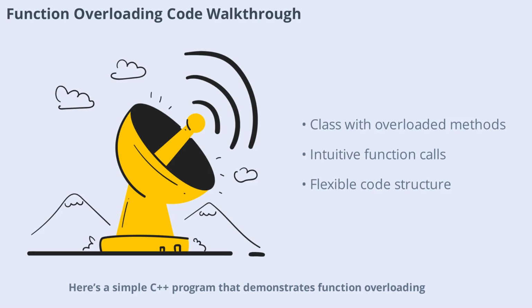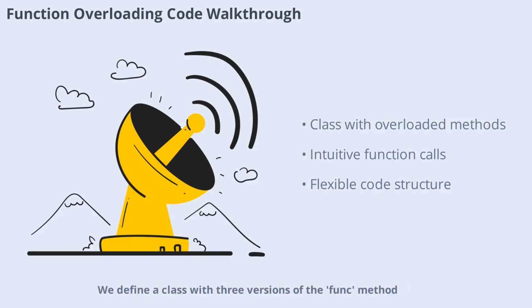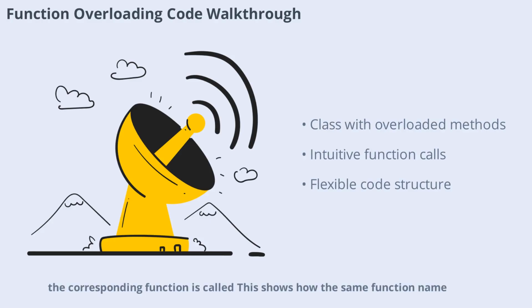Here's a simple C++ program that demonstrates function overloading. We define a class with three versions of the func method. Depending on whether you pass an int, a double, or two ints, the corresponding function is called. This shows how the same function name can perform different tasks based on input, making your code both flexible and intuitive.